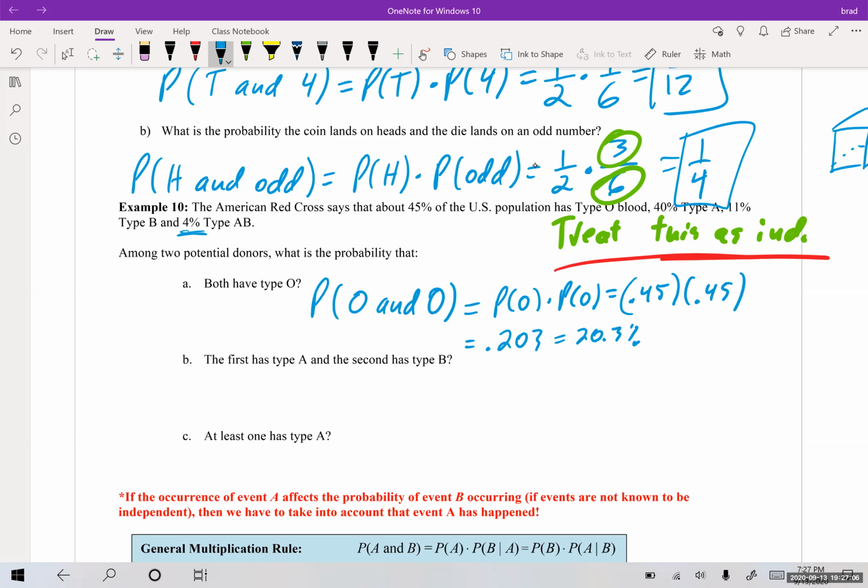Okay, let's look at the next one. The first is type A and the second is type B. So this would be the probability of type A times the probability of type B. And remember, I'm treating these as independent because it's such a large population that, for ease of working with this, we don't have to subtract 1 from 350 million. The probability of type A, they said, is 40%, and the probability of type B is 11%.